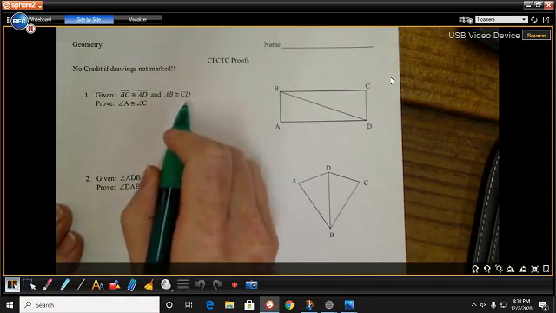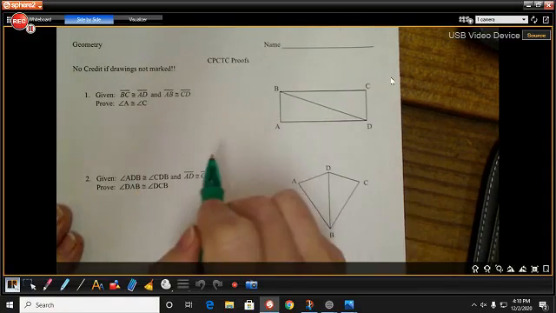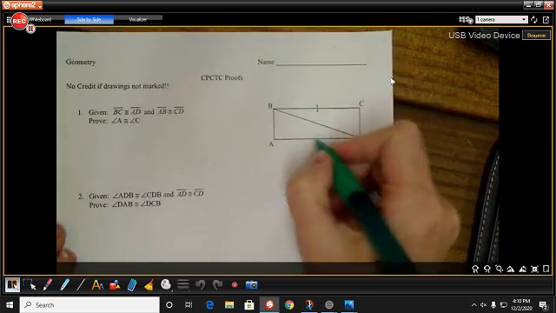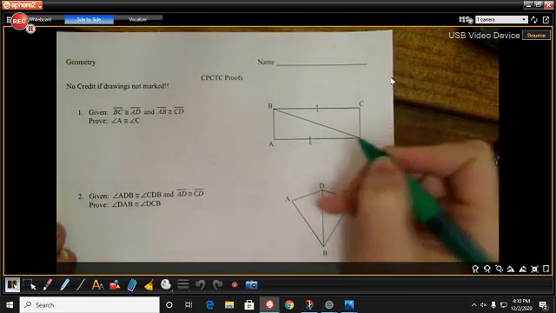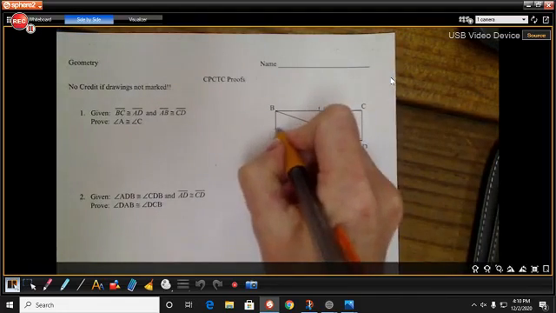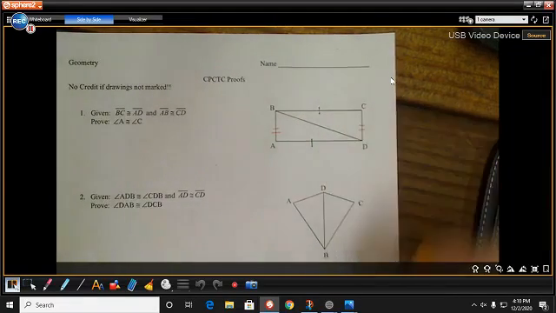Anytime you have givens, you want to make sure to immediately mark them on your picture. So I'm given that segment BC is congruent to segment AD, so I'm going to mark it with those green marks. And then I'm given that segment AB is congruent to segment CD, and I'm going to mark it with those orange marks. Now I'm ready to do my proof.